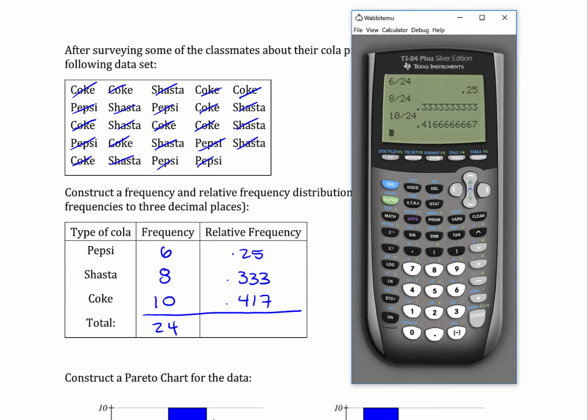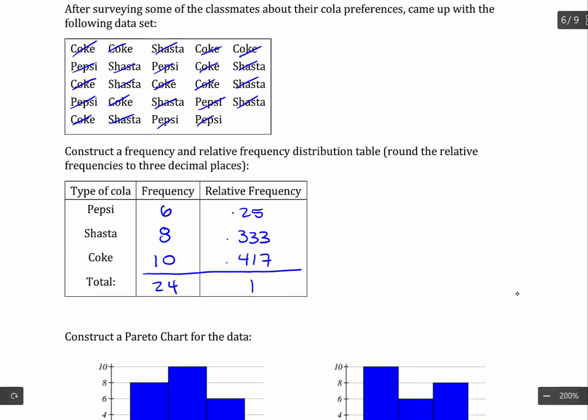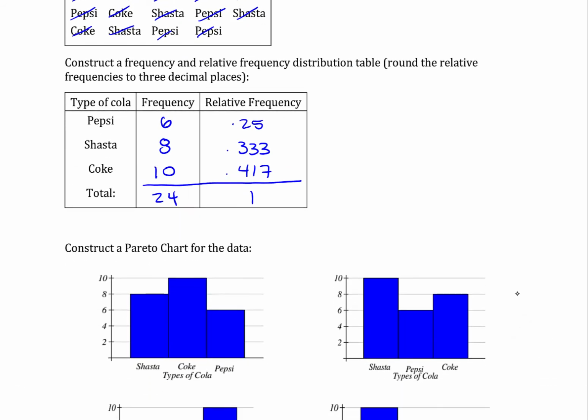And as we learned in a previous section, the sum of these relative frequencies, 0.25 and the rest, should be equal to 1 or something very close to it. And that certainly is the case here. So they add up to 1. So we did things properly. And lastly here, we need to construct a Pareto chart for the data.